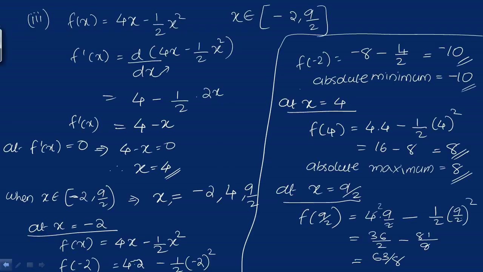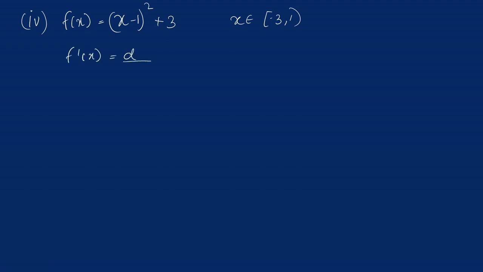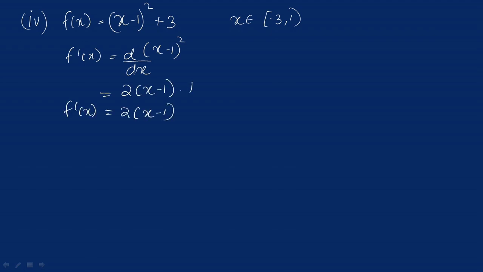Now moving into the fourth question, that is the last question in this section, that is f of x is equal to x minus 1 whole square plus 3, where x belongs to the interval minus 3 to 1. So what is f dash of x? That is d by dx of x minus 1 whole square plus 3. That is 2 into x minus 1 into d by dx of x, that is 1 itself. So f dash of x is equal to 2 into x minus 1. When f dash of x is equal to 0, 2 into x minus 1 is equal to 0, so the value of x is 1.